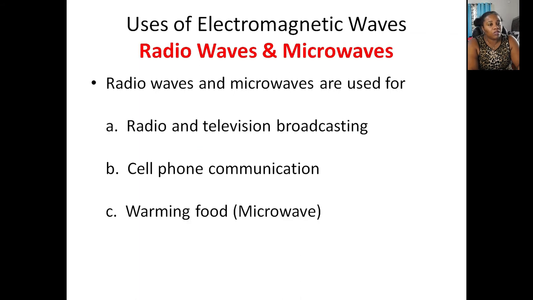Now, microwaves and radio waves. Radio waves and microwaves are used for radio and television broadcasting, cell phone communication, and warming food, which is a microwave. Literally, a microwave produces microwaves to warm your food.